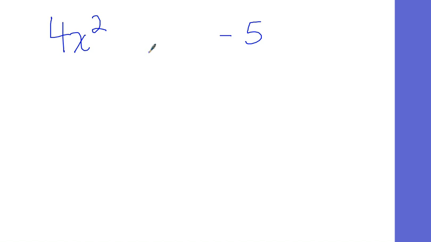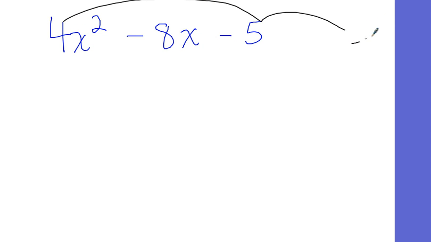Okay, so here I have 4x squared minus 8x minus 5. I'm just going to make this a factoring problem, not an equation. At first, I need to multiply my first and last term, which gives me negative 20. Now I need to find factors of negative 20 that add up to negative 8. So 1 and 20, 2 and 10. Oh, that might give me negative 8.